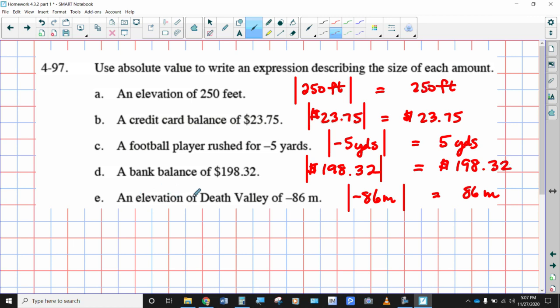And then an elevation at Death Valley. I don't know if you recall this, but Death Valley is actually below sea level. Luckily, we've got those mountains on the coast that keep the ocean from flooding it. But distance is never really expressed as a negative. This just implies that this is how far below sea level it goes, which is 86 meters. But we'll put a negative sign in front of that just to depict that relative to sea level, you're going down instead of going up.